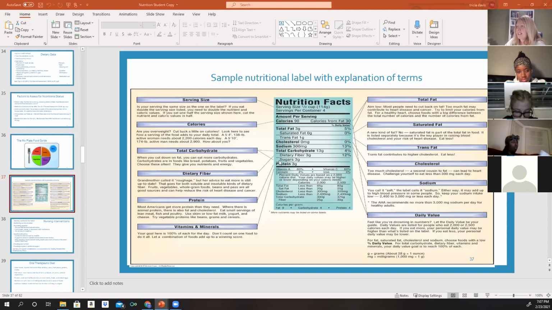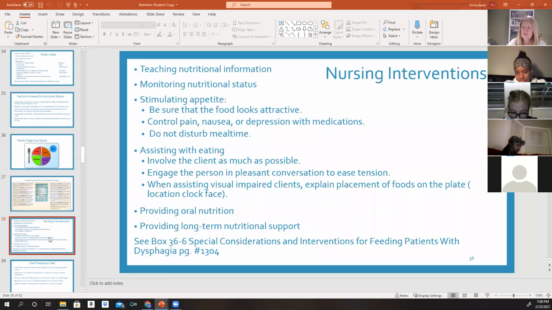Talk about our dietary fiber intake. Our protein is listed there. What vitamins and minerals are listed in here. The nutrition label offers a lot of information. And then it also lists your daily value. So the daily value is for people most of the time who eat 2,000 to 2,500 calories a day. So if you eat more or less, then you would want to change that a little bit. So that's the nutrition label.